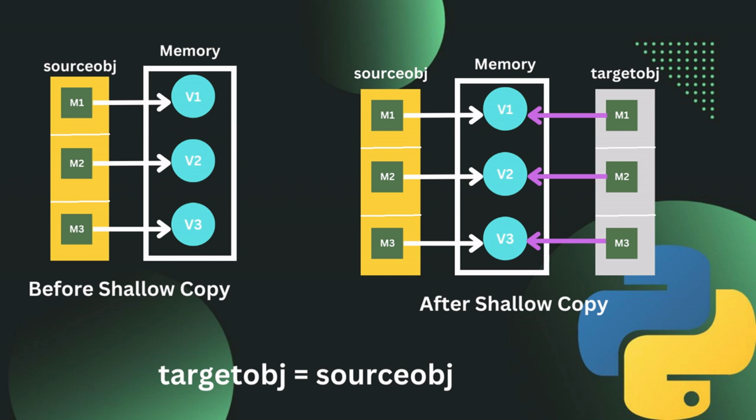This is called a shallow copy because we don't have a separate memory area for the target object which will hold the values for V1, V2 and V3. The memory area is shared between the source object and target object.